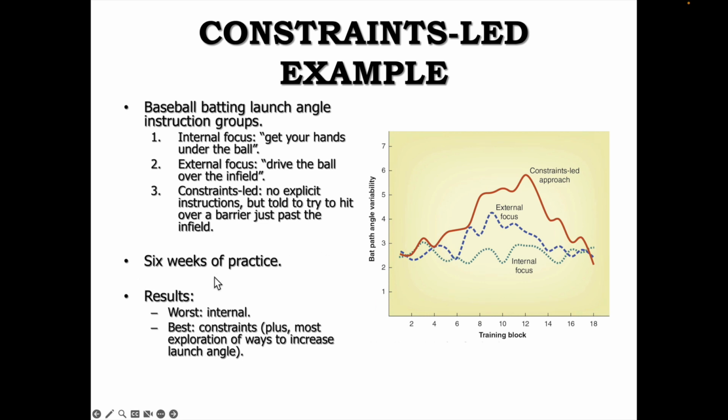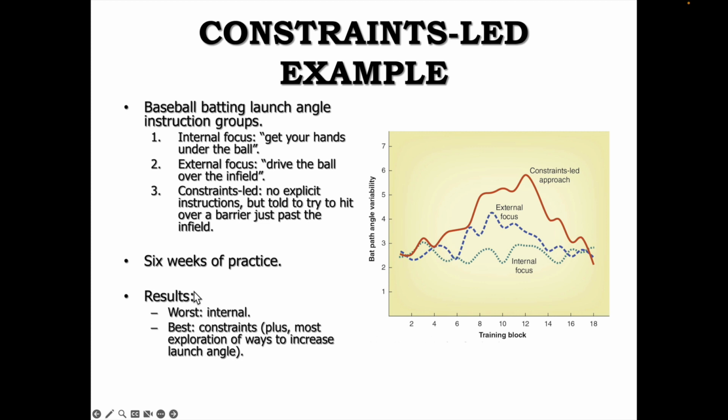And due to 6 weeks of practice, this is what it looked like across the 6 weeks. What you'll notice is that the internal focus of attention group stayed roughly similar with the same bat path angle variability. The group that had an external focus of attention had a little bit more variability. And then the red group, the constraints-led approach, showed that they had a lot of variability with changing their bat angle.